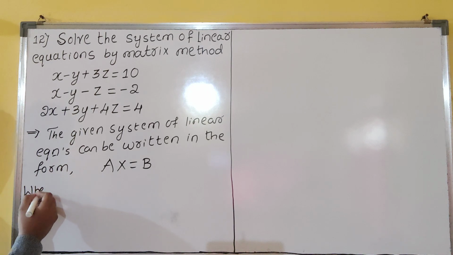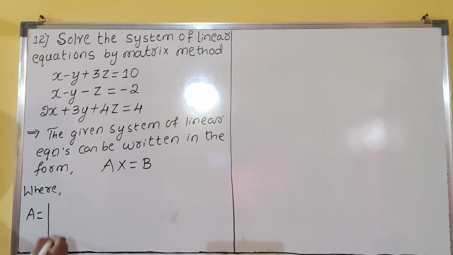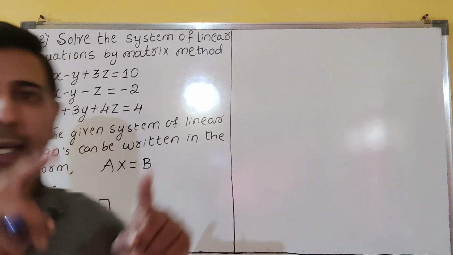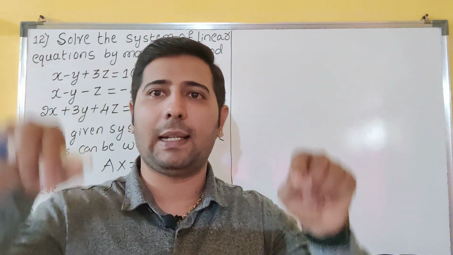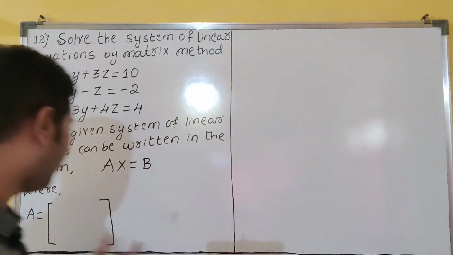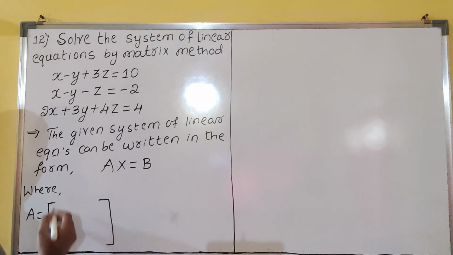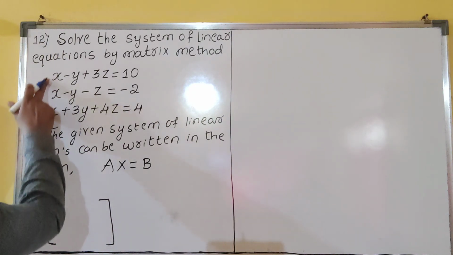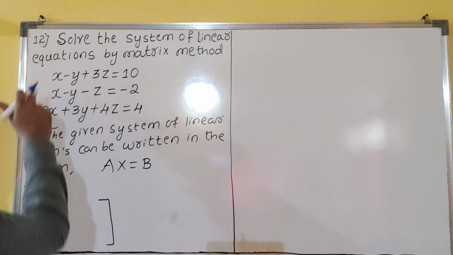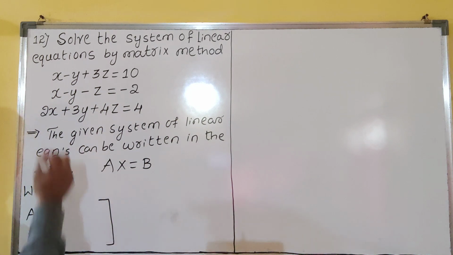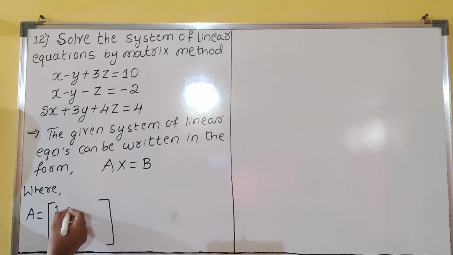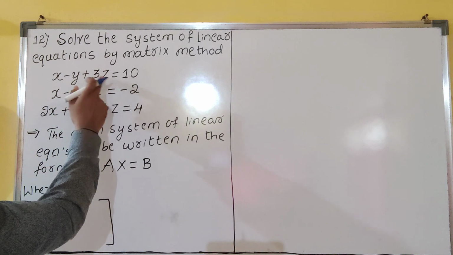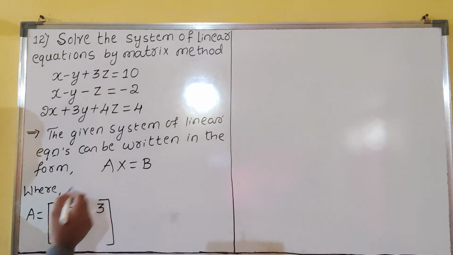A is equal to, I will write here. See which bracket I am using: square bracket, dear students. Don't write parallel lines. You have to use square bracket for writing A. So how will we write A? In front of x, what number is there? Nothing is there, means 1 will be there. 1 you write. In front of y, what is it? Minus, so minus 1 it will become. In front of z, it is 3, dear students, 3 you write.